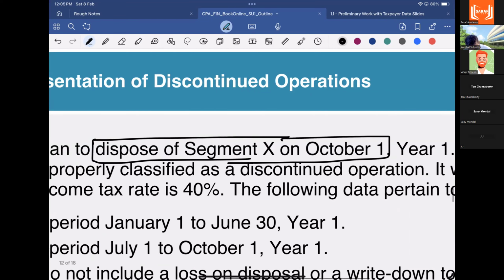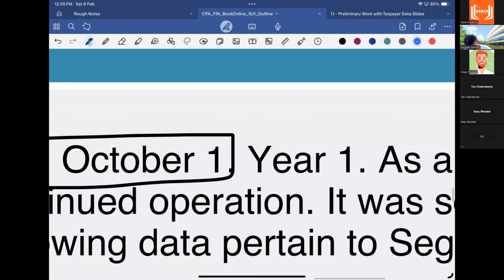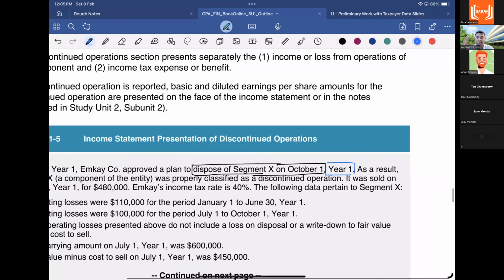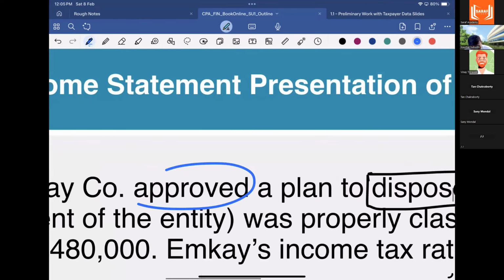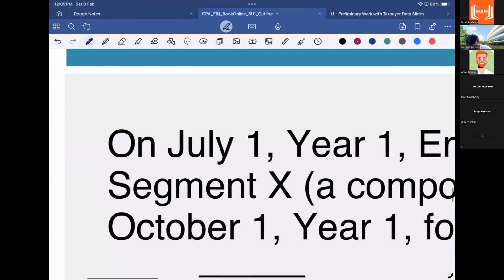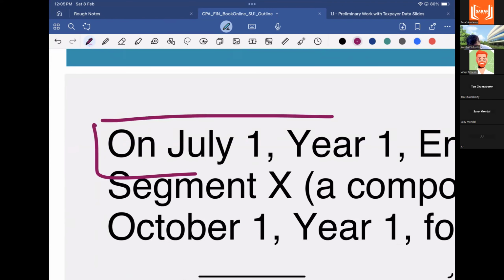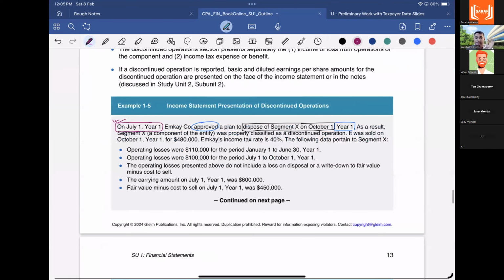So October 1st, year one के बारे में बात हो रही है, तो इसके बारे में ध्यान देना कि ये सारे डेट्स और टाइम बहुत इंपॉर्टेंट चीजें हैं कोई भी क्वेश्चन पढ़ने के टाइम पे. And this is again, they have approved a plan. And when exactly have they approved? They approved on July 1st, year one over here. Okay, so July 1st, year one, they have approved.